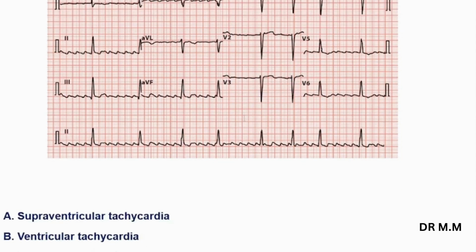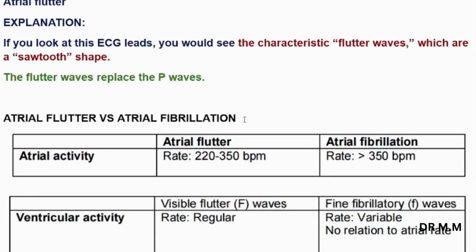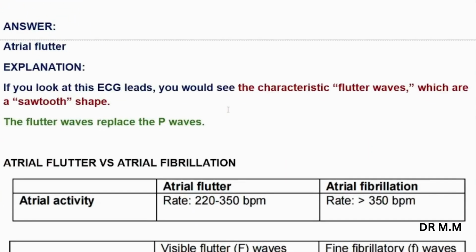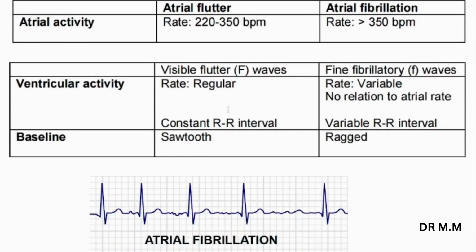Here we are going to talk a little more about atrial flutter. Explanation: if you look at these ECG leads, you would see the characteristic flutter waves, which are a sawtooth shape, as we said, and the flutter waves replace the P waves here. This is pathognomonic and characteristic for atrial flutter: sawtooth pattern, or flutter waves. What is the difference between atrial flutter and atrial fibrillation on ECG?